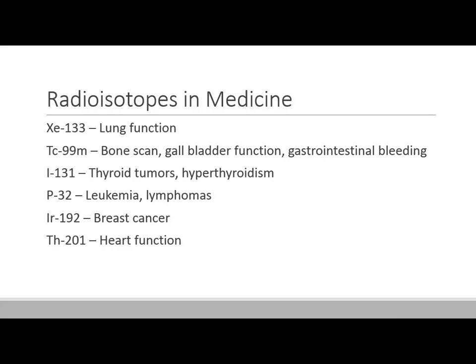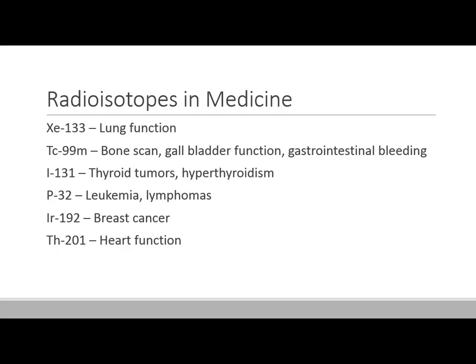Now, besides the fact that radioisotopes can actually be used to treat cancer, there are other uses for these in medicine. For instance, radioactive xenon can be inhaled by a patient and can be used to image their lungs to see how well they're functioning, if there are portions of the lung that aren't functioning or inhaling air. You can use technetium for bone scans, gallbladder function, to look for GI bleeding. Iodine is used for thyroid problems, hyperthyroidism, and so forth.